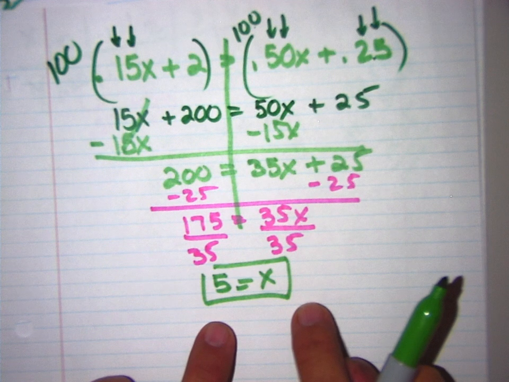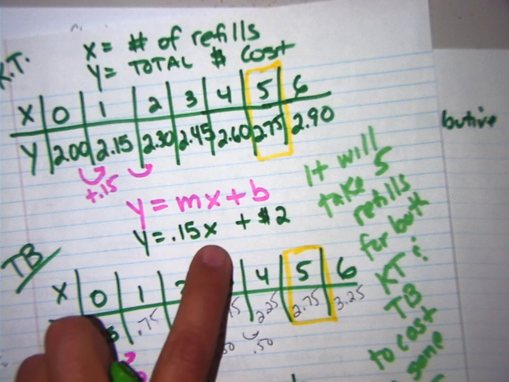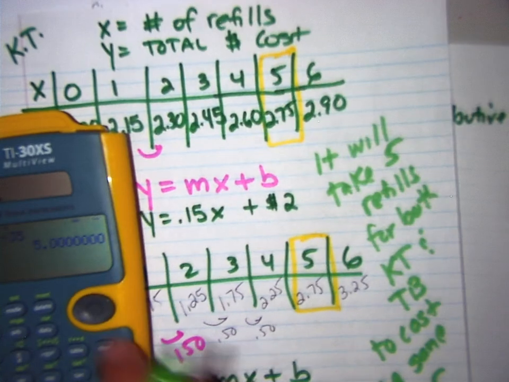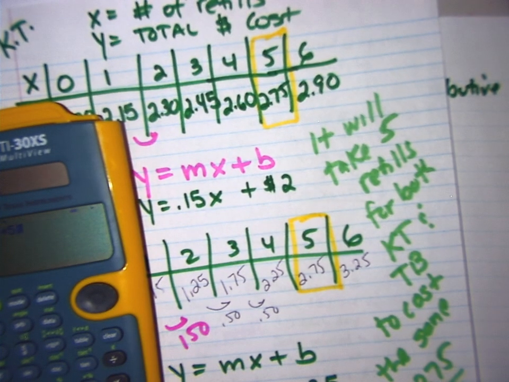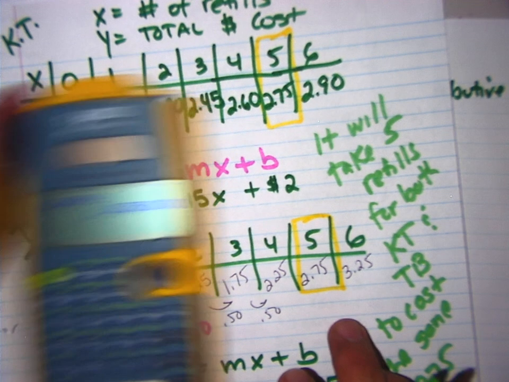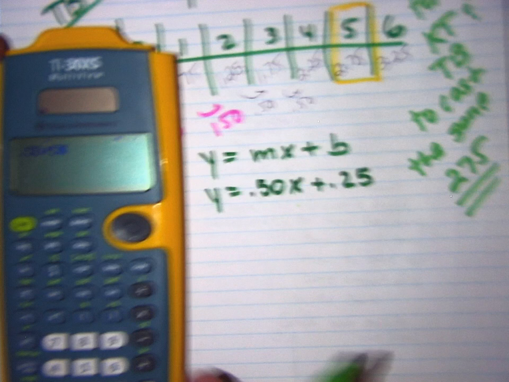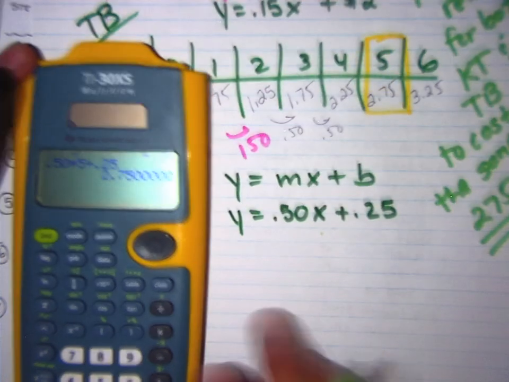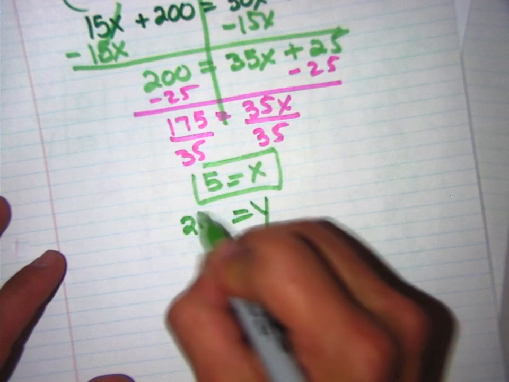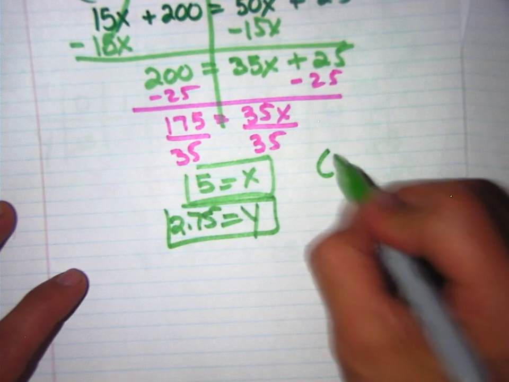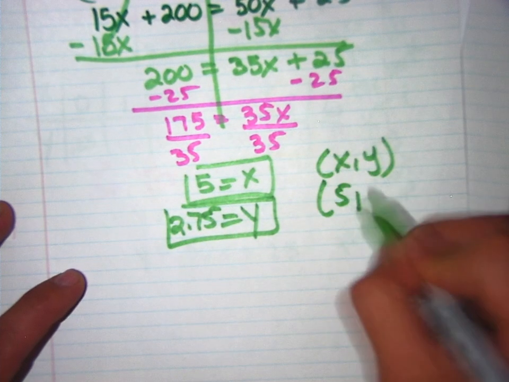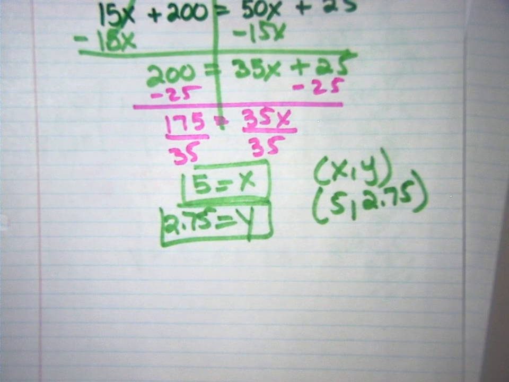So far, so good. Now all I have to do is plug in this x into any of the two equations. 15 cents times 5 plus 2 is 2.75. And there's my 2.75. Can I do the other one? Yeah. 50 cents times 5 plus a quarter equals 2.75. So now my y is what? 2.75. And my point of intersection is x comma y, which is 5 comma 2.75. There you go. And that's it.